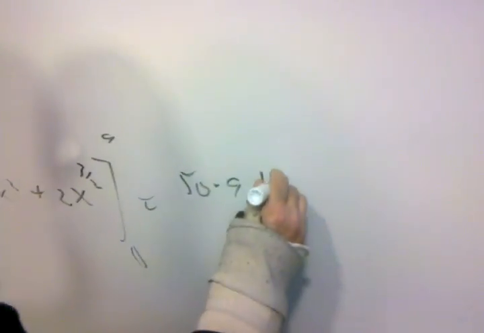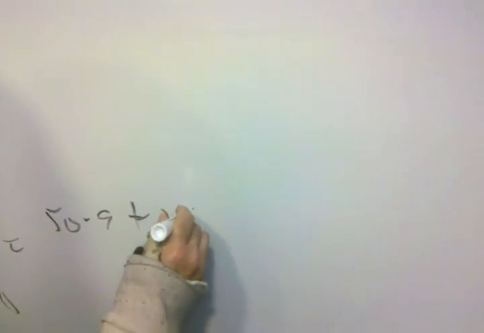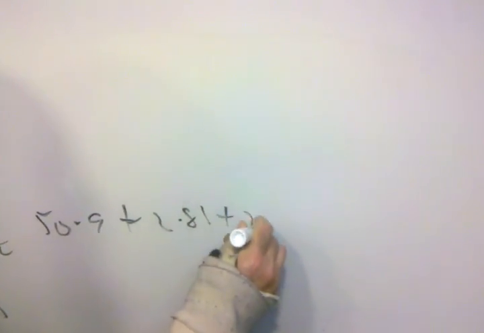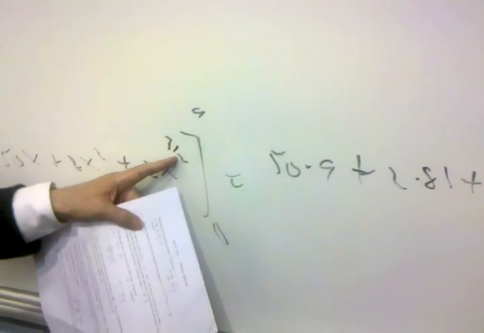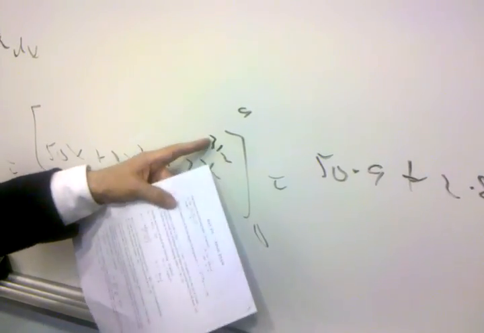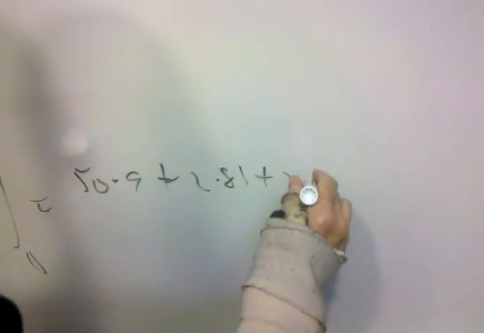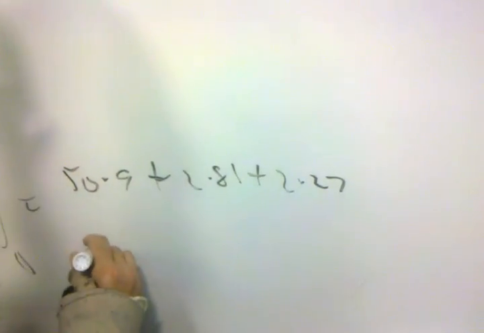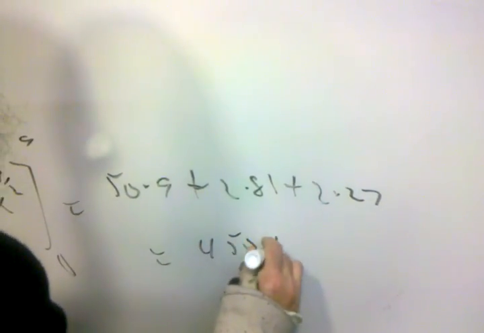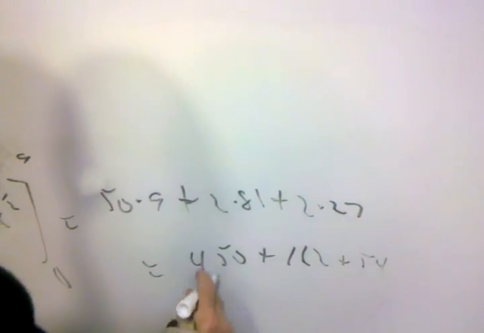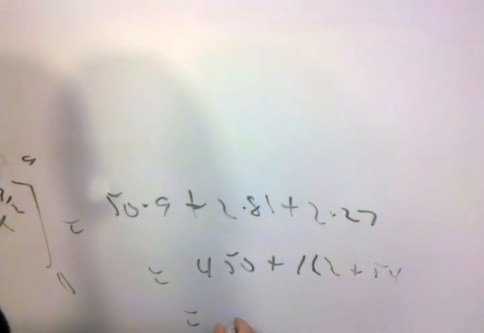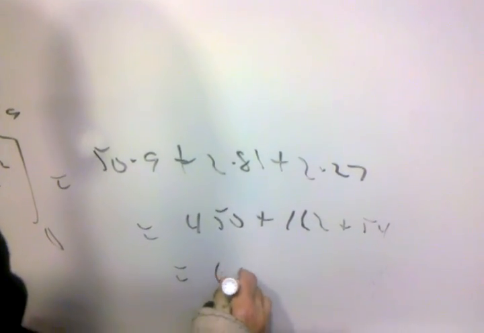This equals 50 times 9 plus 2 times 81, plus 2 times, what is x to the 3/2? It means the square root of x, which is 3, cubed. The square root of 9 is 3, cubed is 27, so 2 times 27 is going to be 54. This equals 450 plus 162 plus 54. If I add these together, 450 plus 162 is 612, plus 54 is 666.